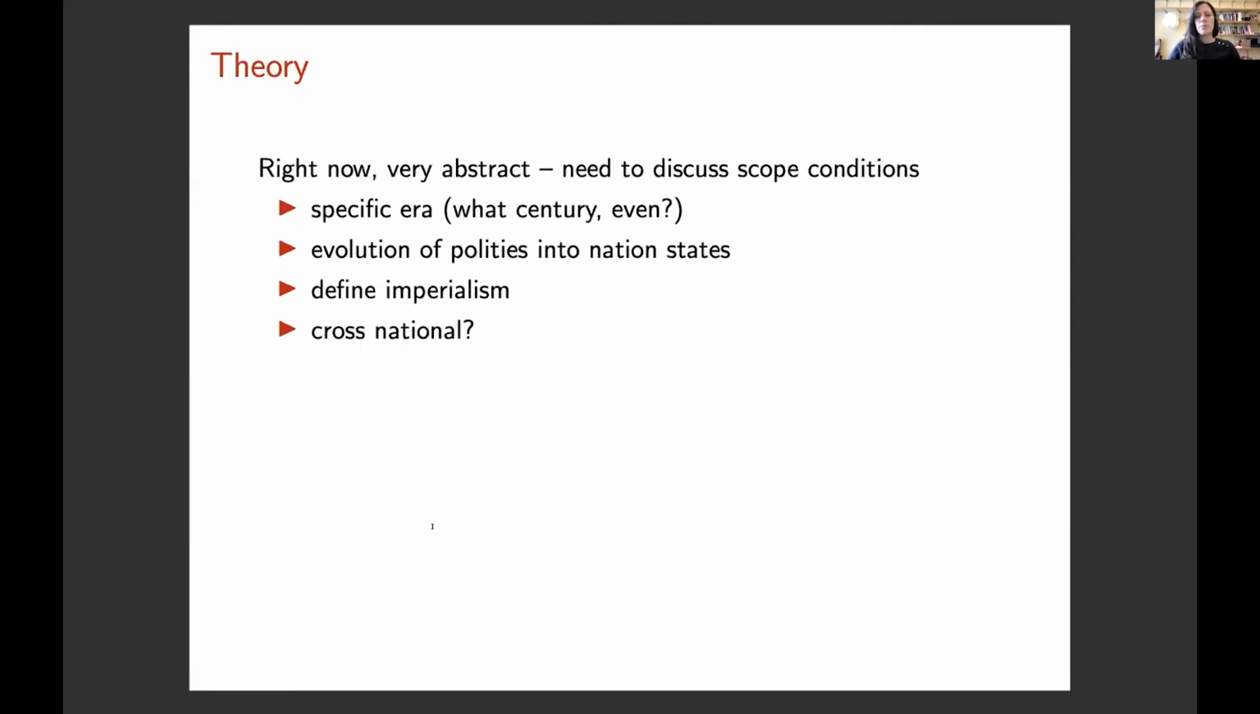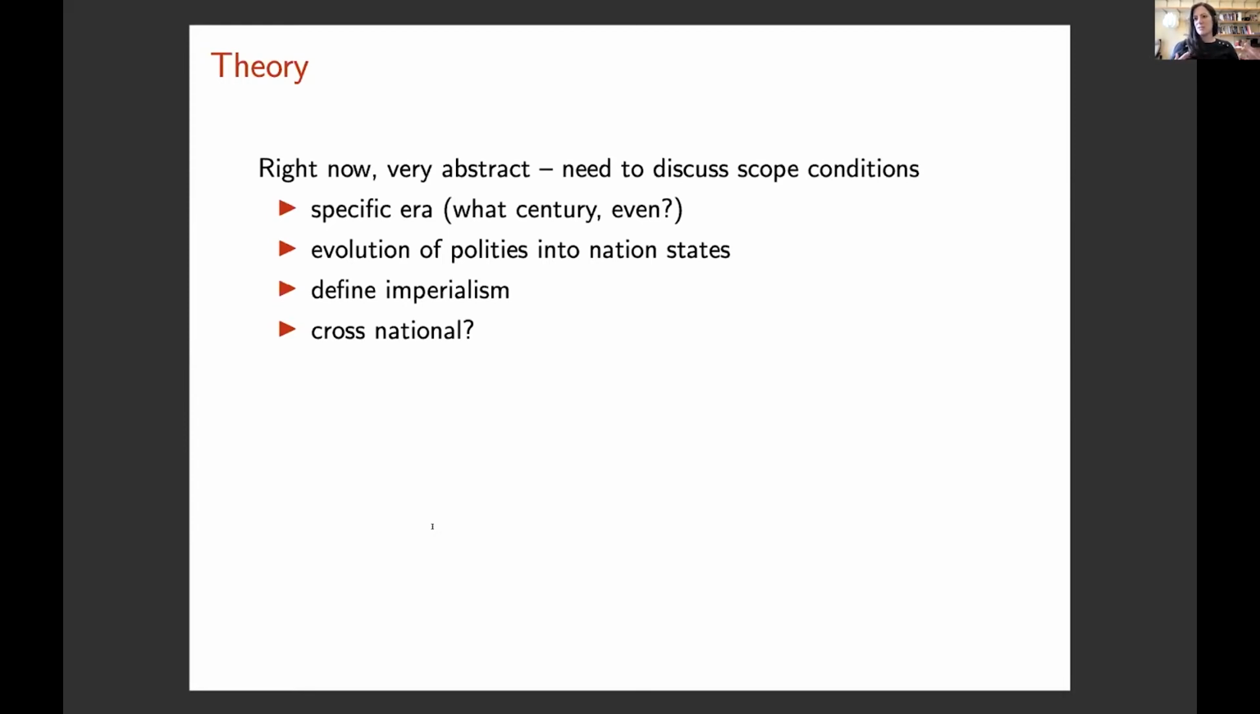Now, the impression when I'm reading the theory, which is a substantial part of the paper, is that it's very, very abstract. It was actually hard for me to figure out what century we were talking about, what countries were involved. And so I think you need to discuss the scope conditions more clearly in the theory and upfront, right? So does this grand theory change over centuries? Because we know that some of the concepts in your theory did change. What was empire, what was colonial, what were polities? So here we see the evolution of polities into nation states.